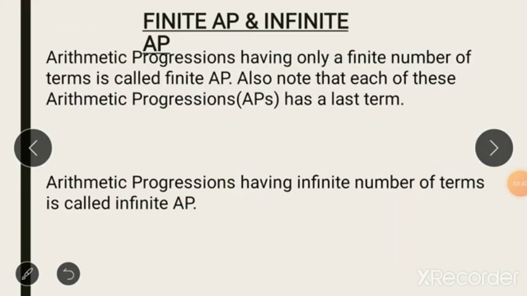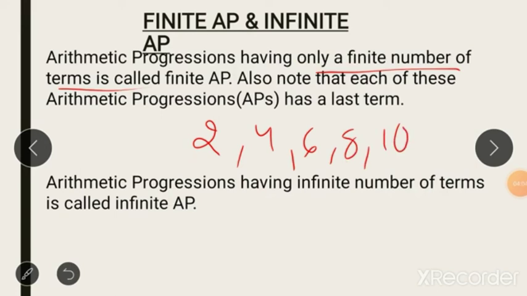Next we learned finite AP and infinite AP. A finite arithmetic progression has only a finite number of terms, and we know the n terms. If I say even numbers till 10, we write 2, 4, 6, 8, 10. It could stop at 10, so it has a finite number of terms. Each such arithmetic progression has a last term, and the last term is known.